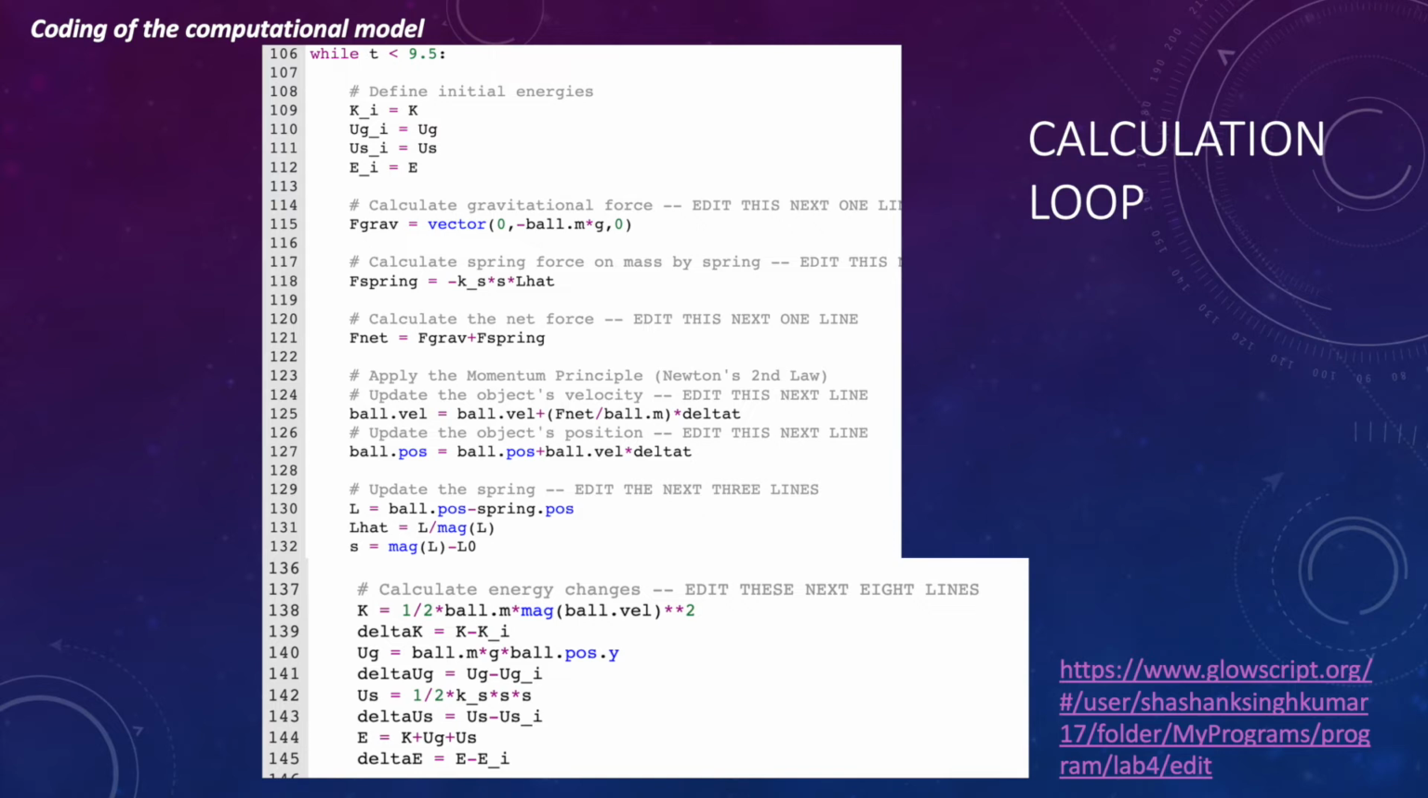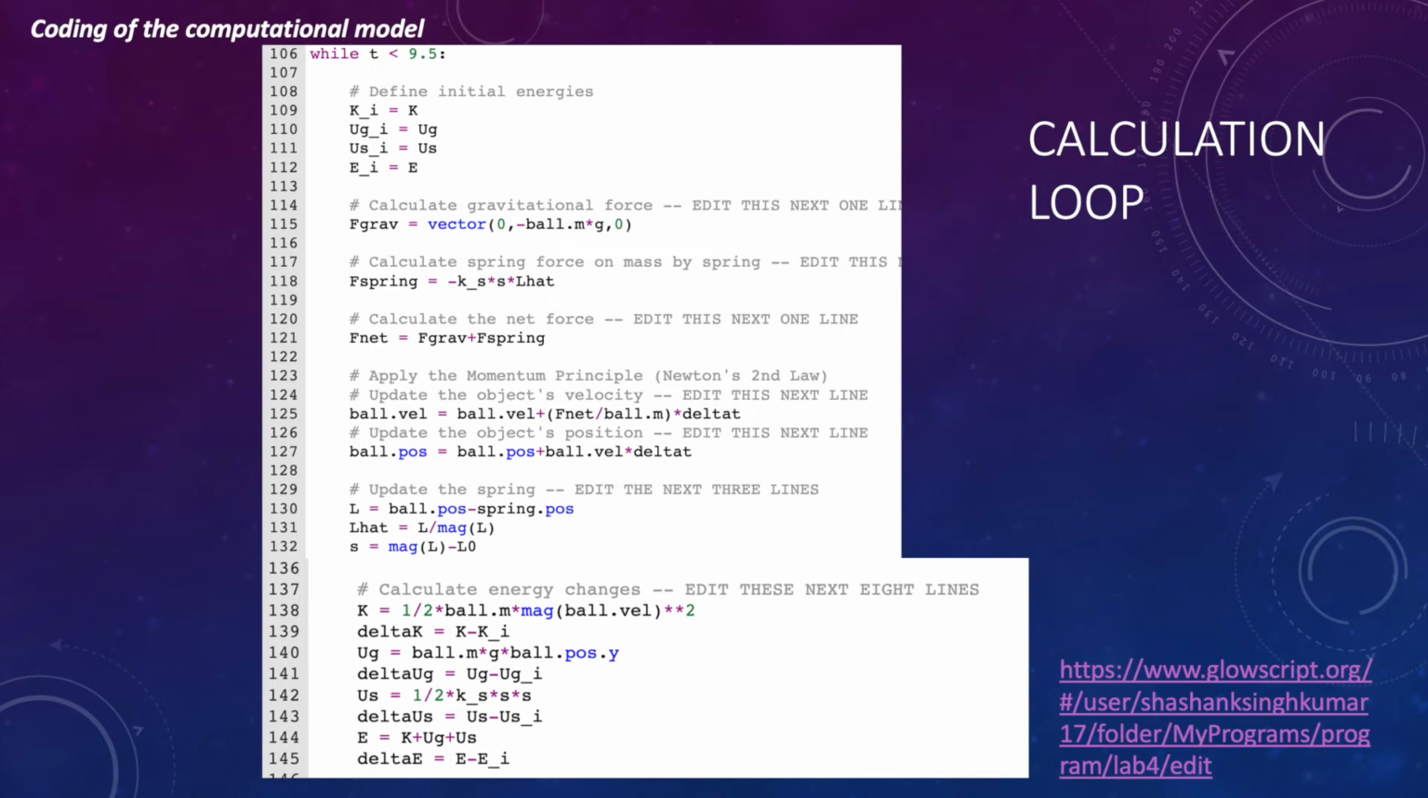The velocity of the ball has been set as ball.vel plus F net by ball.m times delta t. The position of the ball has been set as ball.pos plus ball.vel times delta t. The updated spring values such as L have been set now as L is equal to the position of the ball minus position of the spring, L hat is L by magnitude of L, and s is equal to magnitude of L minus L naught.